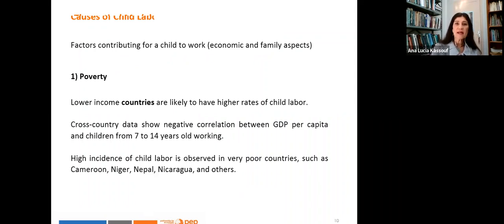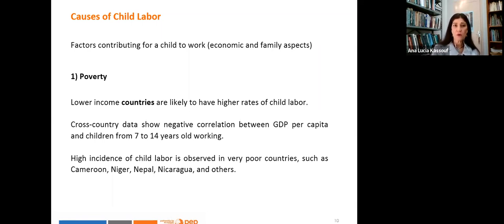So I would like now to talk about the causes of child labor. What are the factors contributing for a child to work? And here I'm talking about economic and family aspects. I'm not going to talk about other issues like social norms and things like that. Poverty. So the first thing everybody remembers and thinks about is poverty.